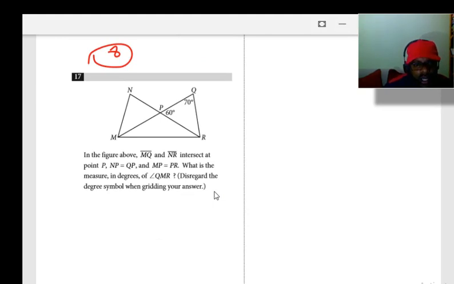So let's move on here. MP is the same as PR.